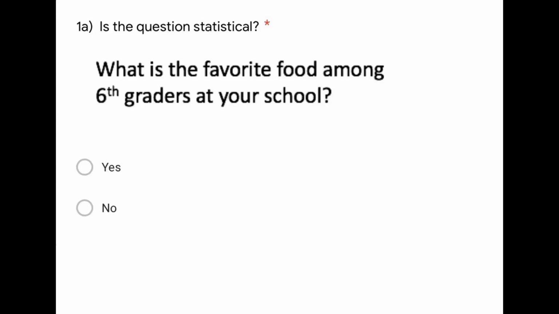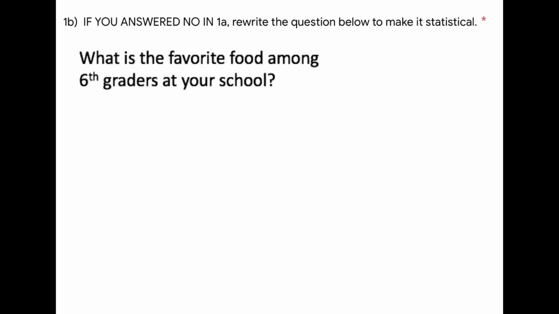Is the question statistical? What is the favorite food among sixth graders at your school? The key here is we are asking among all sixth graders, all sixth graders at our school. You are going to mark yes or no if this is statistical. If you answered no in the previous question, then you need to rewrite the question below to make it statistical. If you answered yes, you are going to leave this blank.